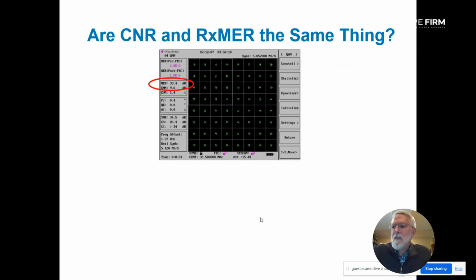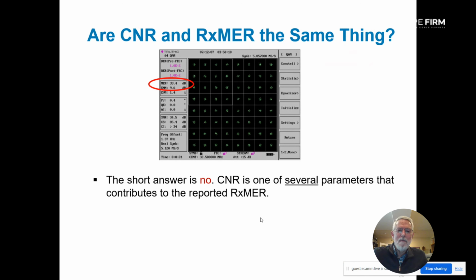All right, this is a question that comes up from time to time. Are carrier to noise ratio and MER, or RxMER, receive modulation error ratio, the same thing? And here you can see a screenshot from a piece of test equipment that shows the MER on this constellation, or RxMER, is a little over 33 dB. So does that mean that that number is equal to your carrier to noise ratio where you're measuring this channel? Short answer, nope, it's not.